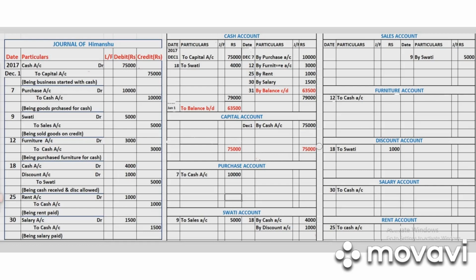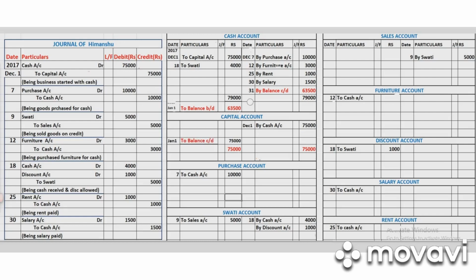See, the total is written. How much? It is 75,000. That is the total. And this total will be the balance also. Right? Nothing is here in the debit side. So 75,000 is the balance. So this is a closing balance. So write it as to balance carried down.